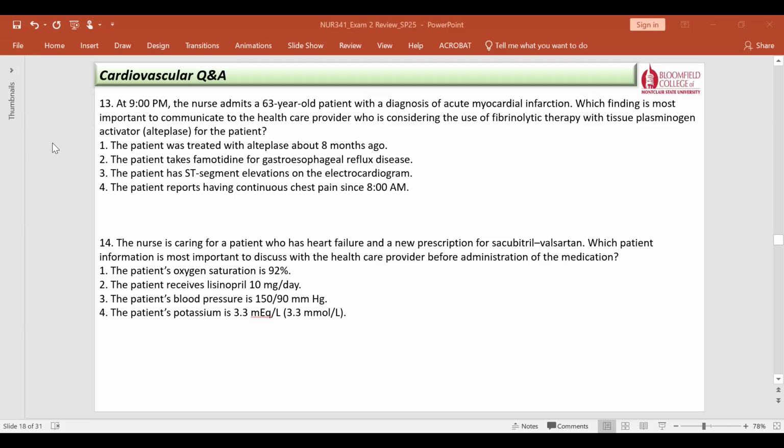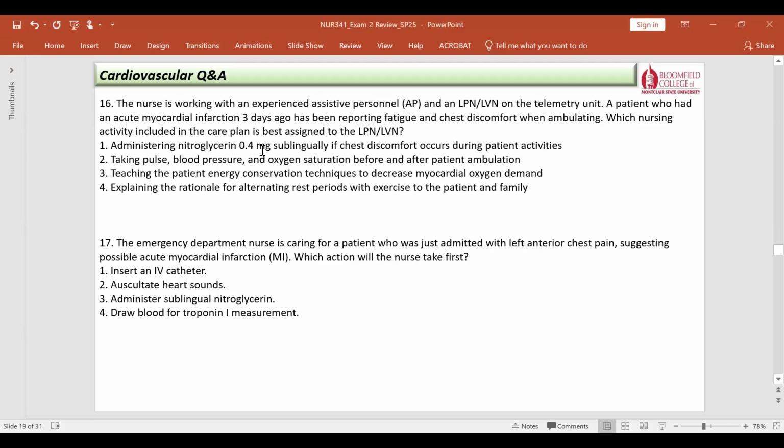The nurse is working with an experienced assistive personnel, and an LPN/LVN on the telemetry unit. A patient who had an acute myocardial infarction 3 days ago has been reporting fatigue and chest discomfort when ambulating. Which nursing activity included in the care plan is best assigned to the LPN? Just taking the vitals too.